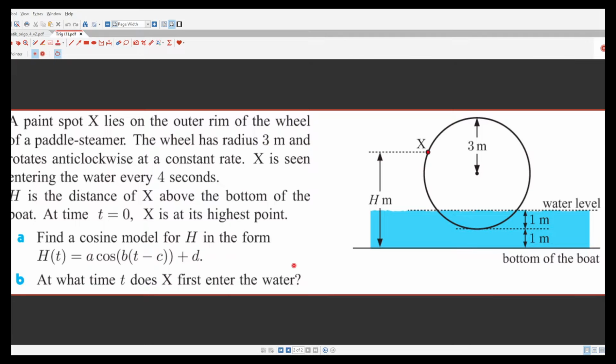Okay. At time t equals 0, X is at its highest point. Find a cosine model for H in this form. Part B, at what time t does X first enter the water?